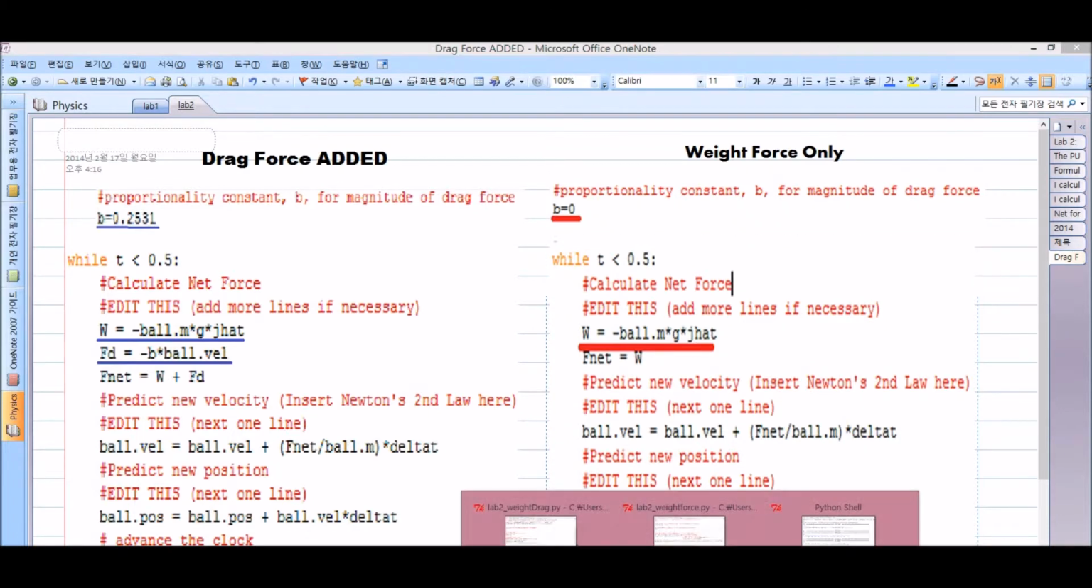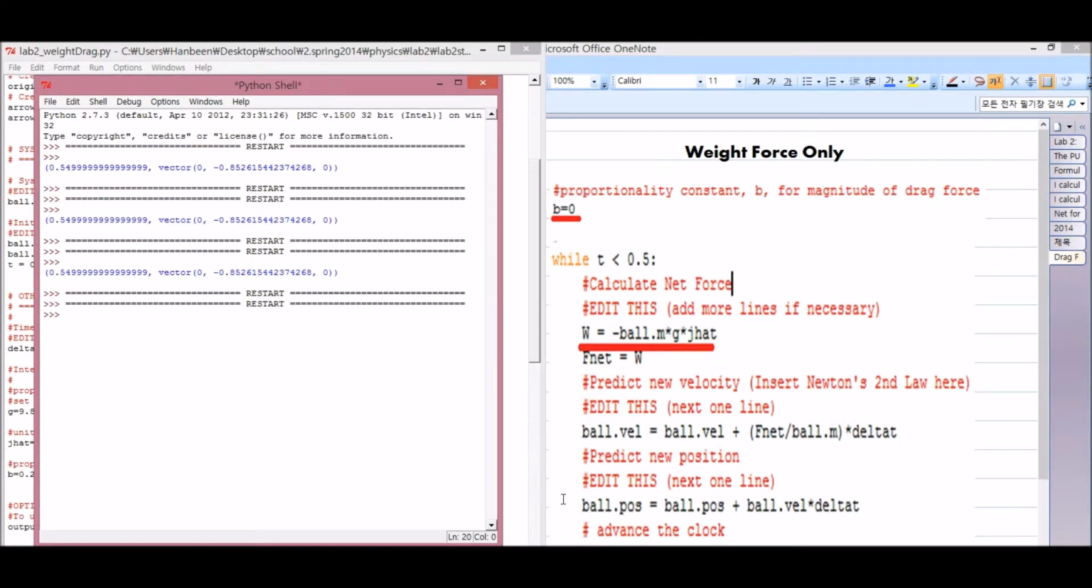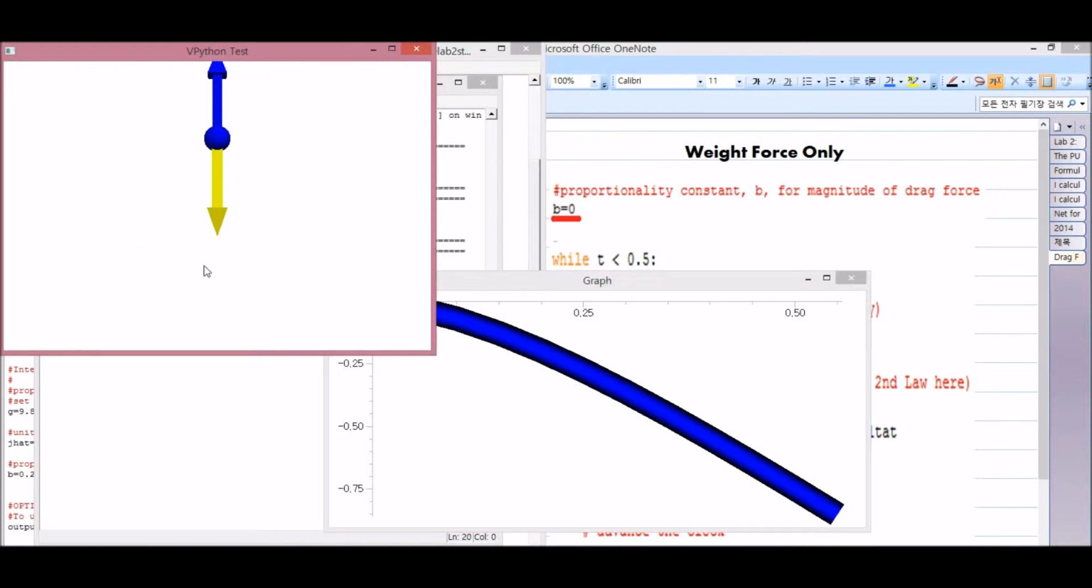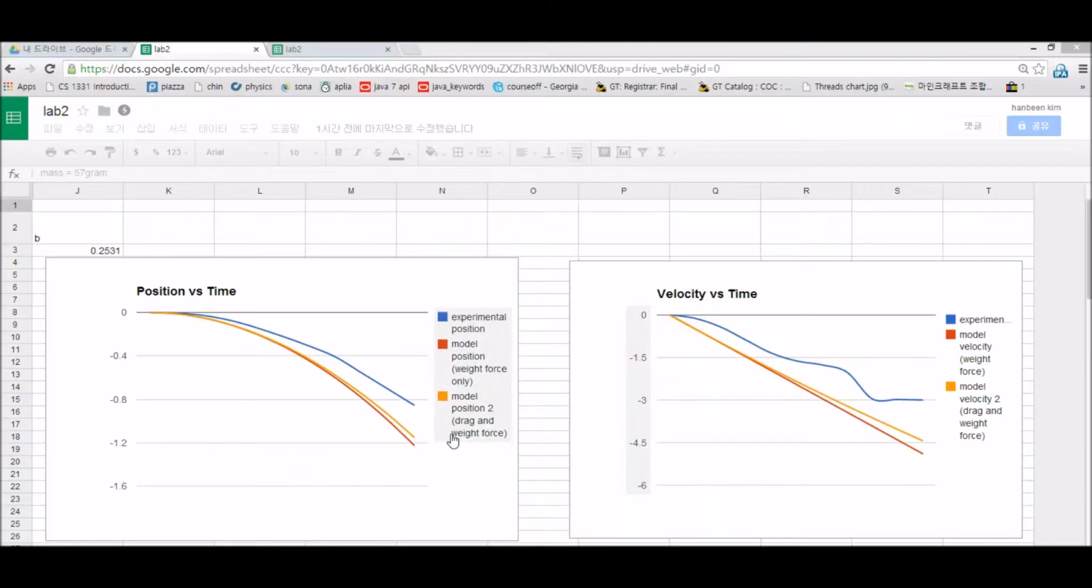So in the Python, you can see that the red arrow is the weight force and the blue arrow is the drag force, and they are contrasting each other, causing the ball to slow down. So here is the graph.